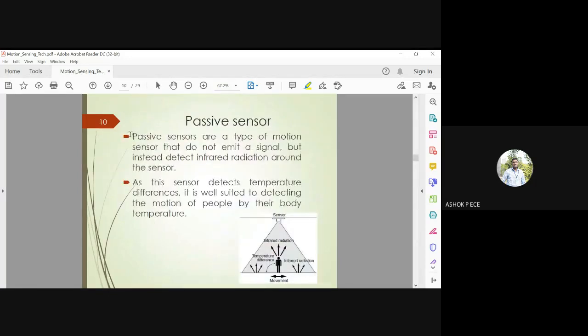Passive sensors are a type of motion sensor that do not emit a signal, but instead detect infrared radiation around the sensor. They are not going to emit any signal, but they are going to detect any infrared radiation around the sensor. As the sensor detects temperature differences, it is useful for detecting the motion of people by their body temperature. Human beings emit radiation, and from that you can measure their body temperature. So the passive sensor is used to detect people by their body temperature.